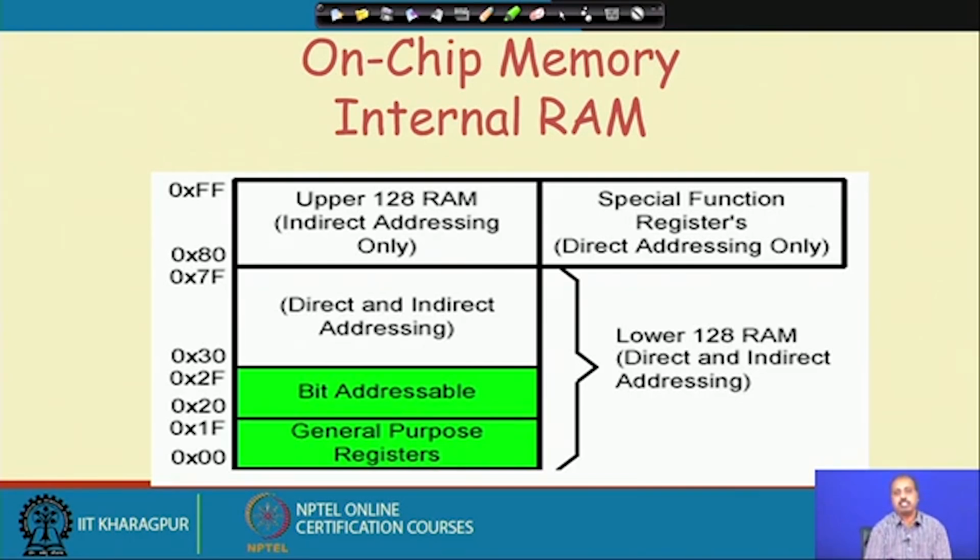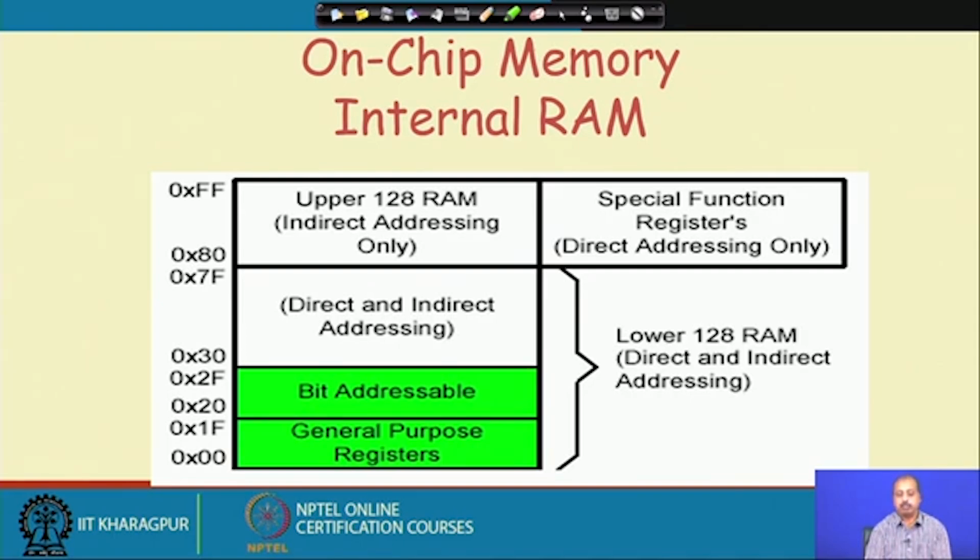But in many cases we want to access individual bits separately, and for that purpose there is a portion of memory which is bit addressable. Some bit numbers will be given, and we will see that. Location 20 is 8 bits wide, and each of these bits can be accessed separately; they can be set and reset separately. Then 30 to 7F is the scratch pad that we have.